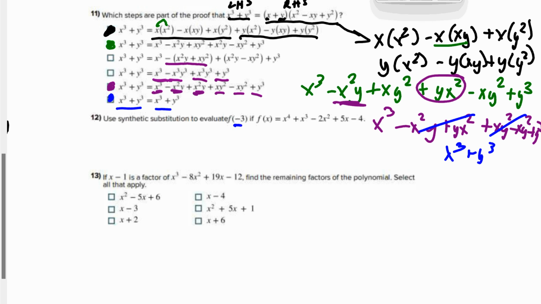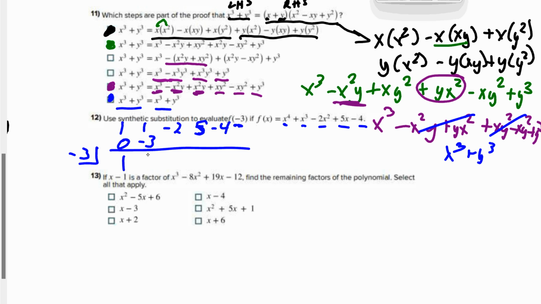So this is our x value that's going to go into our box, and then these are my coefficients. I notice that I have a degree of 4, so I should have five coefficients, which is 1, 1, -2, 5, and -4. I'm not missing anything, so I'm good there. Put a 0 in the second row, add those together, multiply by what's in the box, add, multiply, add, multiply, add, multiply, add. I get 17 as my remainder.